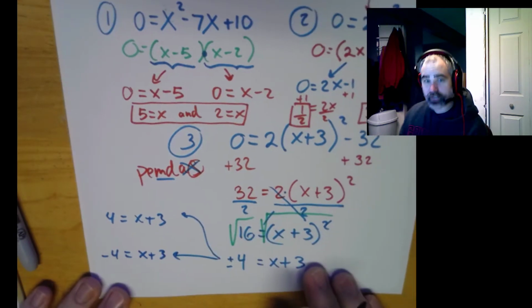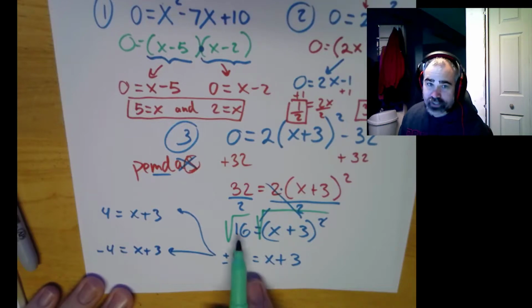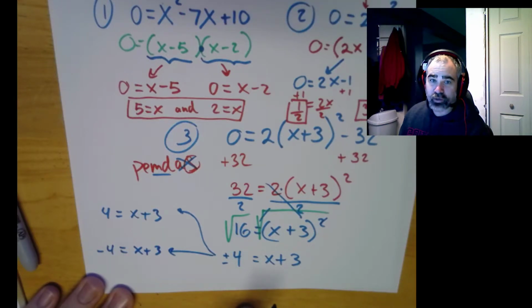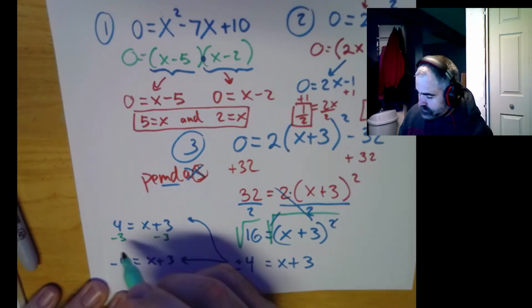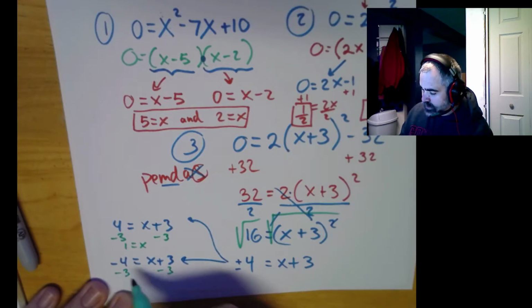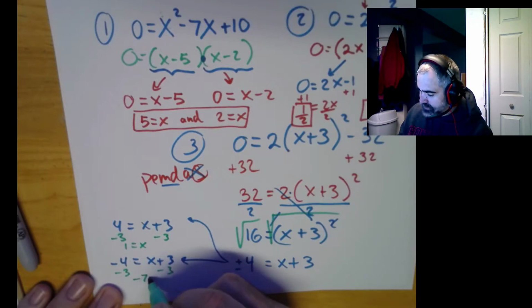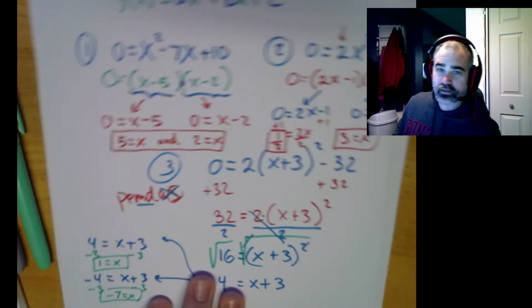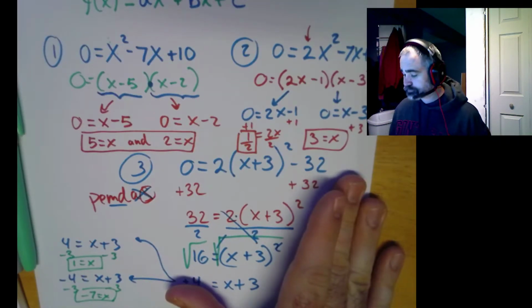And again, if you wanted a discussion on why there's a plus or minus here, that's in the previous video as well. So I'm going to go ahead and subtract 3 here, which gives me a positive 1 equals x. And then over here, if I subtract 3, I end up with a negative 7 equals x. So there's my two answers, 1 and negative 7. And that's it for your warm-up today. Hopefully you got all of those right. If you didn't, again, watching some of that other stuff would be helpful.